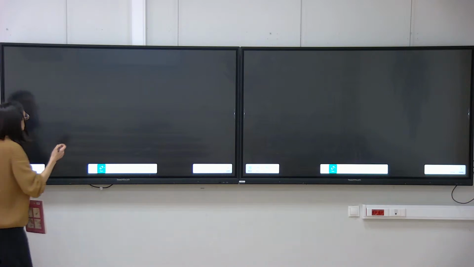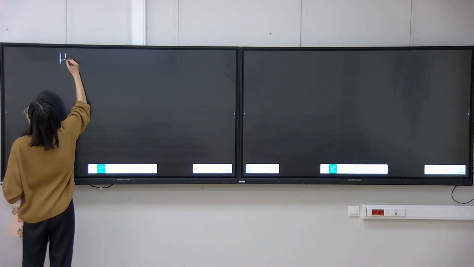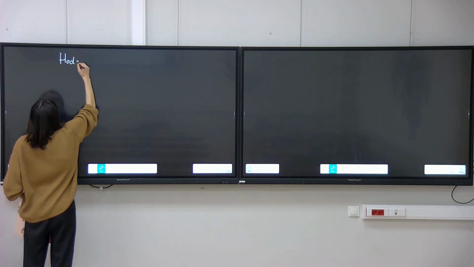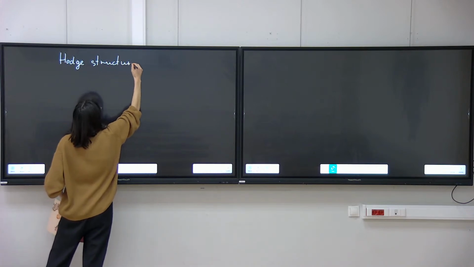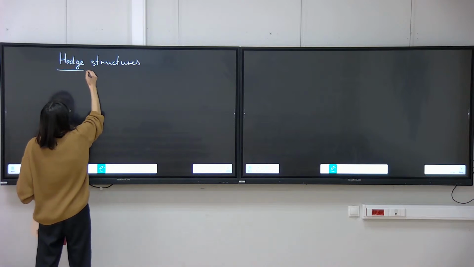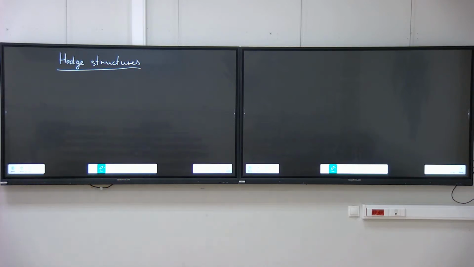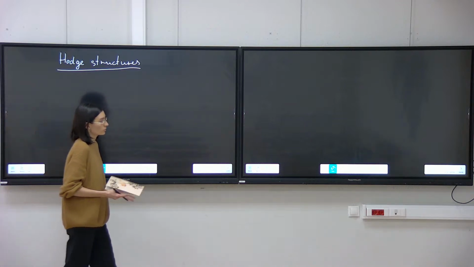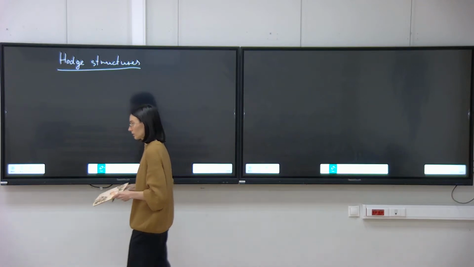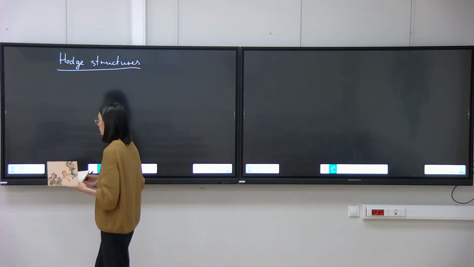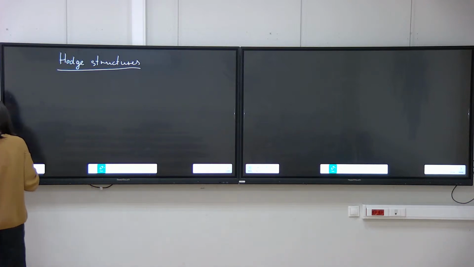So today we will discuss Hodge structures. First, just as an abstract linear algebra notion, and then I will try to illustrate why this notion is so important. So I will just formulate some theorems, but of course we will discuss proofs of these theorems later. But first of all, just an abstract notion of Hodge structure.